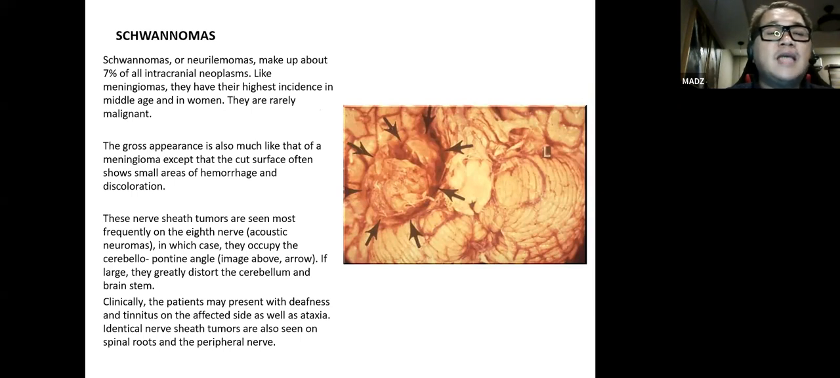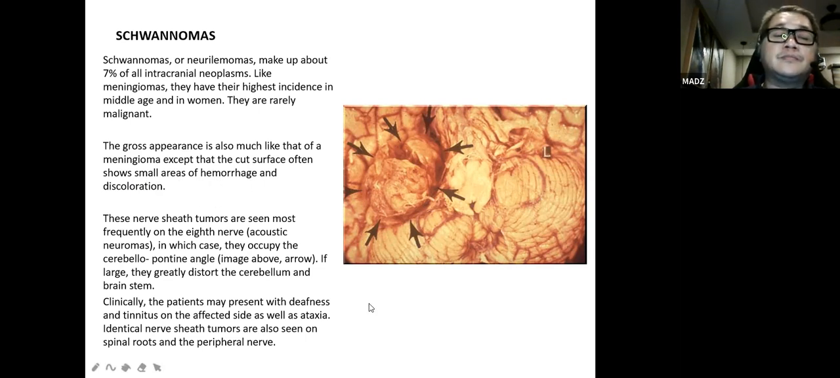Most meningiomas have their highest incidence in middle age and in women, like meningiomas. So women also in middle age, but they are rarely malignant. The gross appearance is also much like that of a meningioma, except that the cut surface often shows small areas of hemorrhage and discoloration.